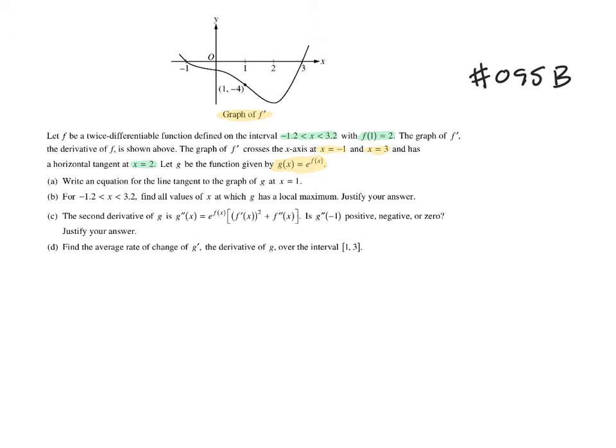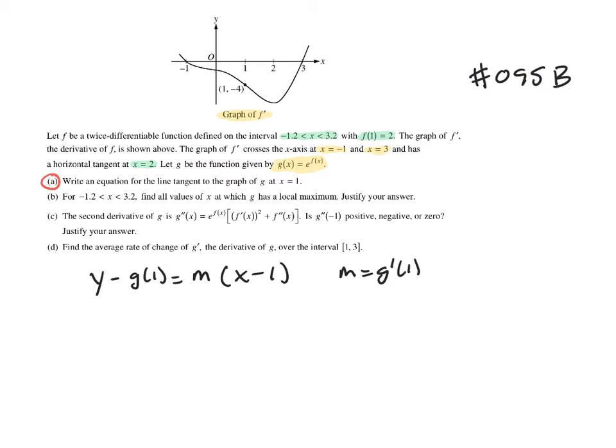I'm going to start with letter A on this slide. Letter A says write an equation for the line tangent to the graph of g at x equals 1. Now that line is going to have the form y minus g of 1 equals some slope m times x minus 1. And the way we get m is g prime of 1. So those are the things that we have to accomplish.